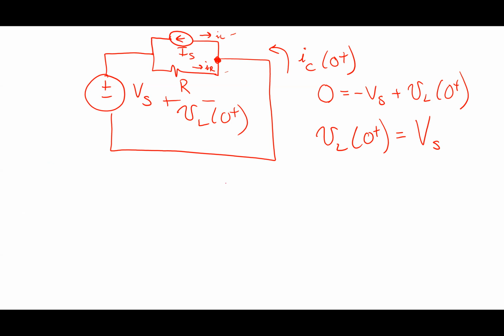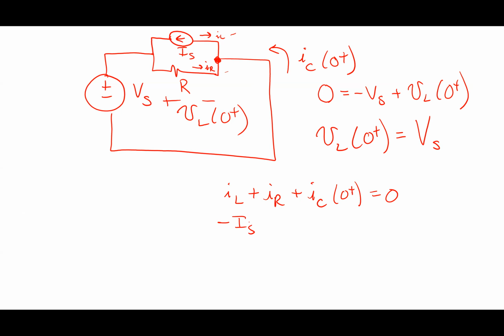Which currents are going into the node? All of them. So IL plus IR plus IC is 0. What's I sub L? It's negative IS. Why did I say negative IS? Why was that negative IS? Because IL is going opposite direction of IS.